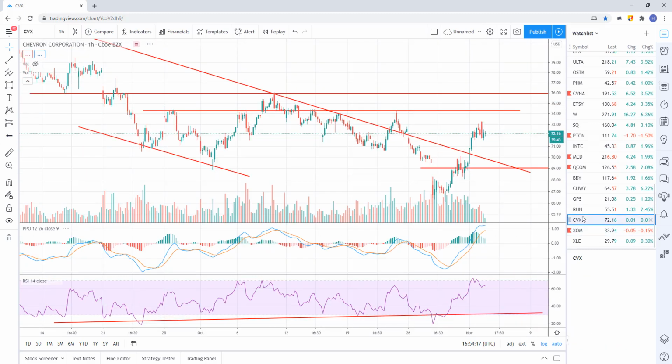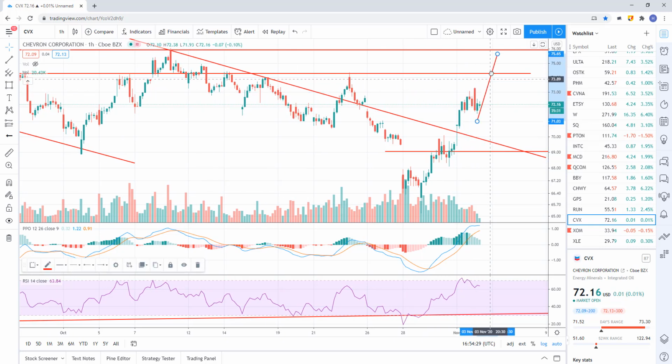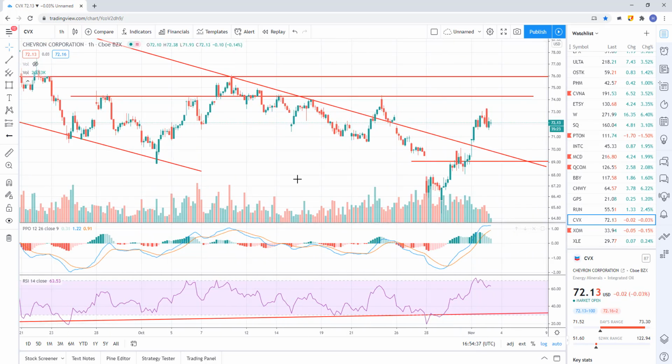And then CVX looks like it's flagging as well. And this flag is really starting right about here. So that projects us maybe up to roughly 76 for the next level. So everything looks good on these.